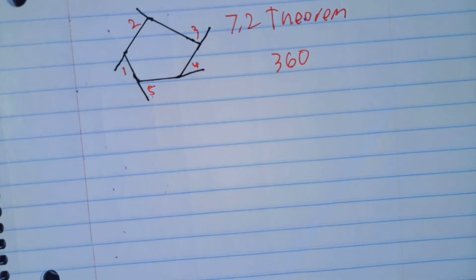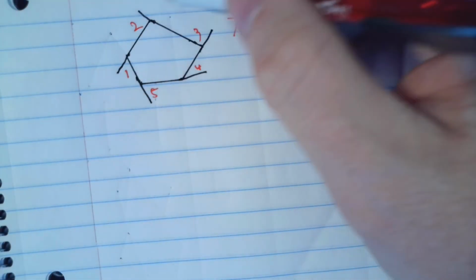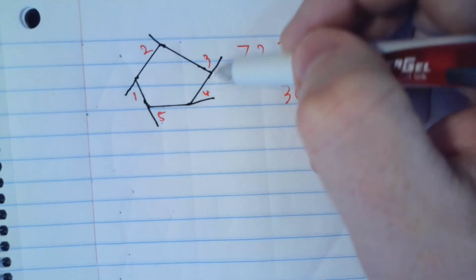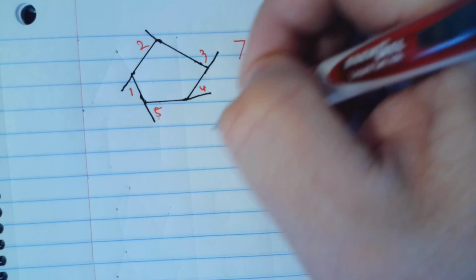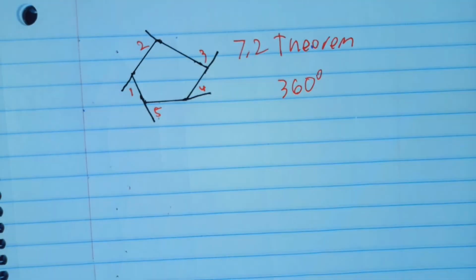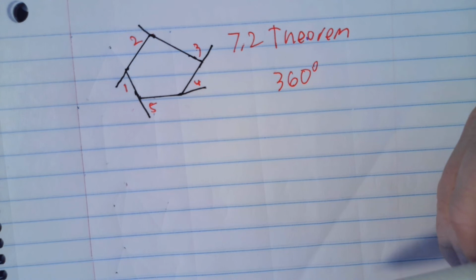So interior changes based on shape. This doesn't. And the reason is because the distance around anything, the distance around a circle, the distance around any shape is always going to be 360 degrees. If I start here and go all the way around, it's 360. And so if I add up all these angles, it's going to add up to 360.